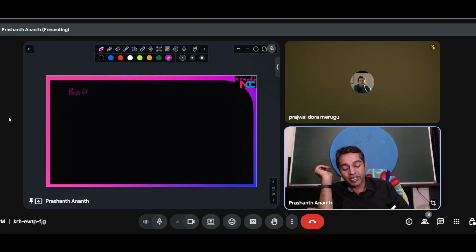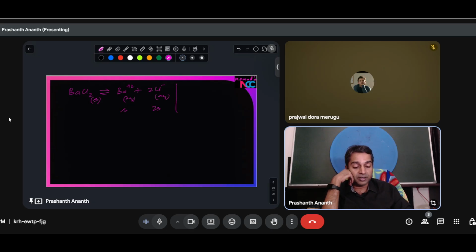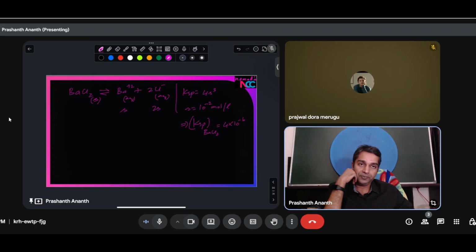So barium chloride will basically be solid in equilibrium with Ba2+ and 2Cl minus. These two will be aqueous. This is solubility S, this will be 2S, meaning in this particular case KSP works out as 4S cubed. They have given us solubility as 10 power minus 2 moles per liter, meaning we end up having KSP of barium chloride working out as 4 into 10 power minus 6.